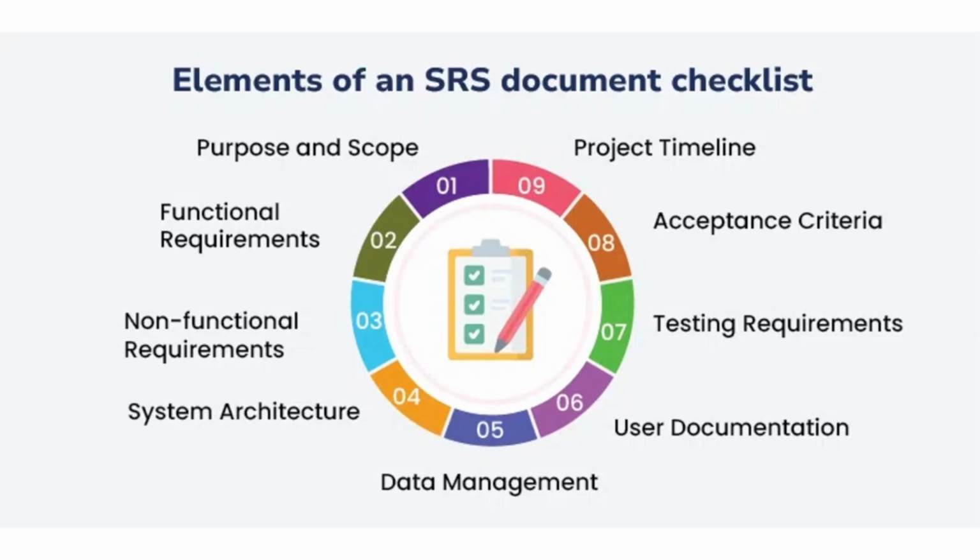So elements of SRS document, if you see here, one is purpose, project timeline, acceptance criteria, testing requirement, user documentation, data management, system architecture, non-functional requirements, and functional. So they are composed of 9 components and they all make an SRS document, and it should be there, then only you can complete one checklist. So you should see all these things are there in your SRS.